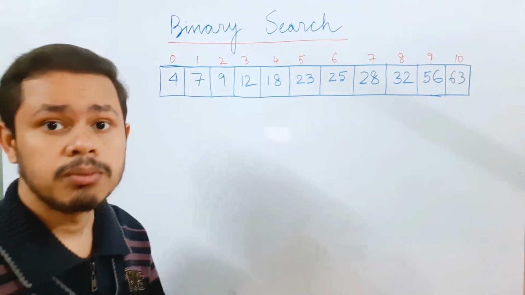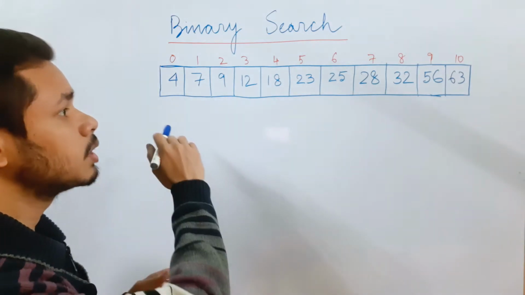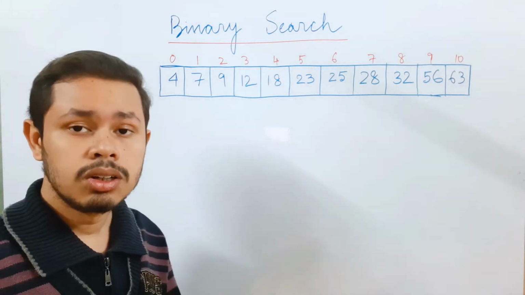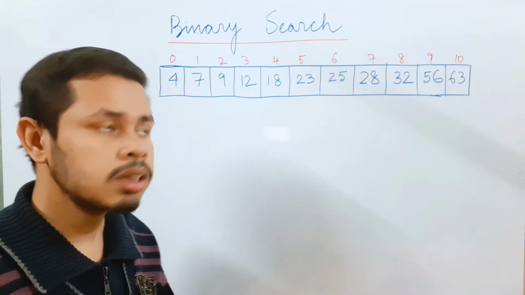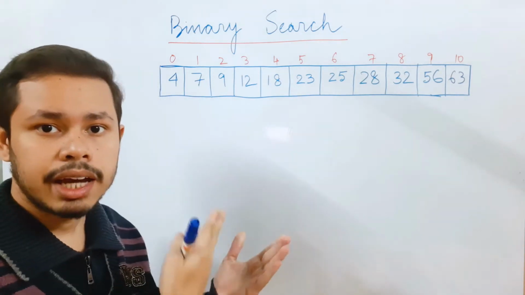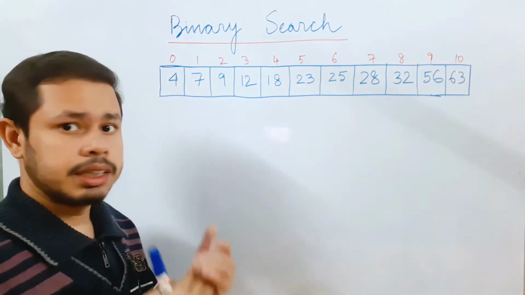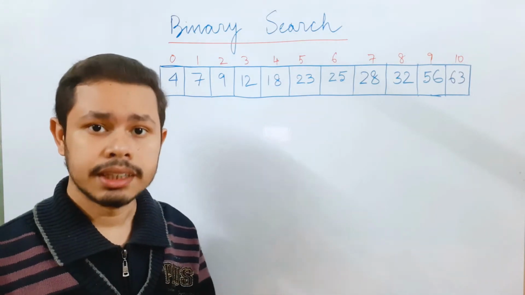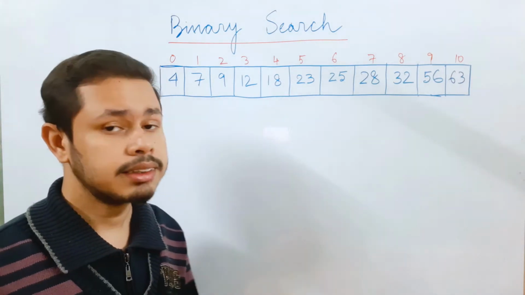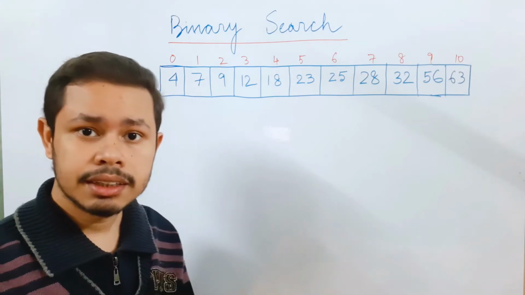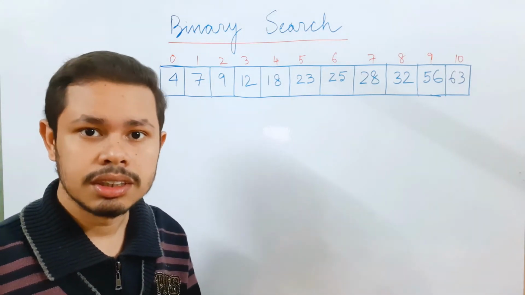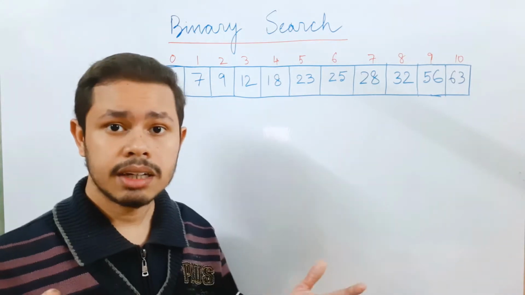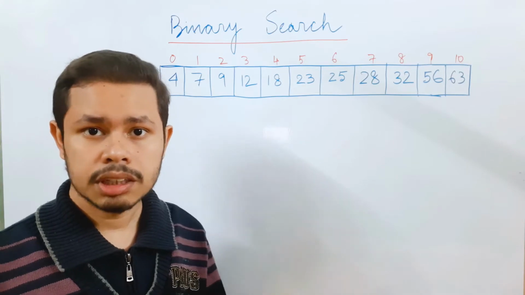So what is our problem statement? Our problem statement is that we are given a sorted array. For binary search to work, we need the given array to be sorted, right? It can be either ascending or descending. There's no rule that binary search only works for ascending or descending sorted order. Any kind of sorted array is perfect for binary search.